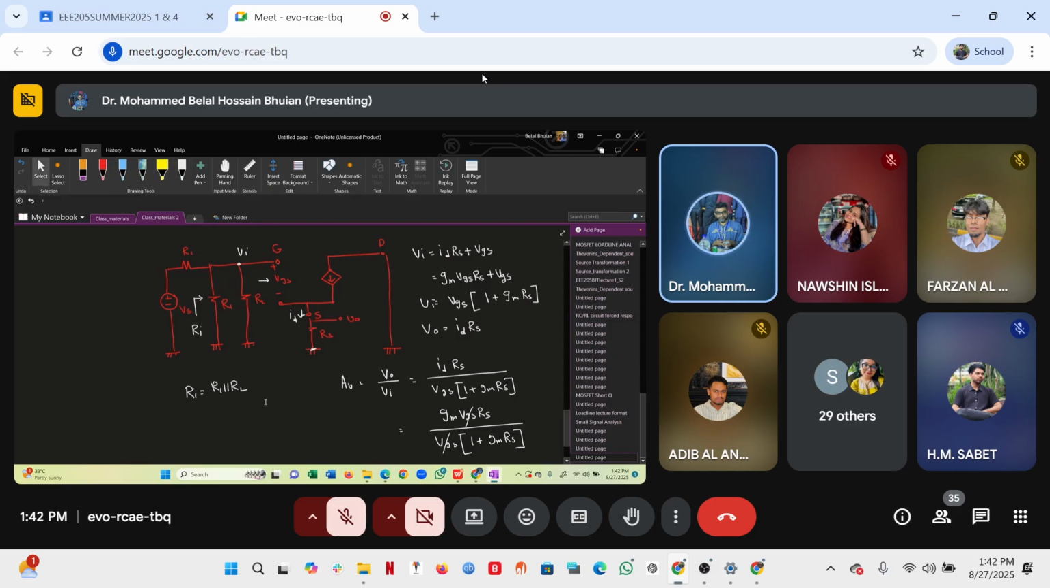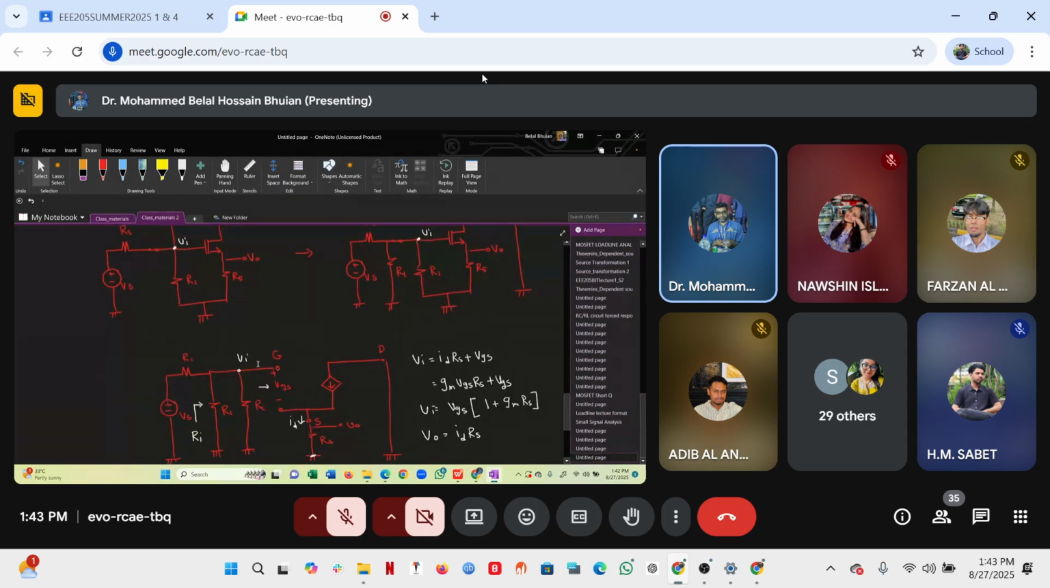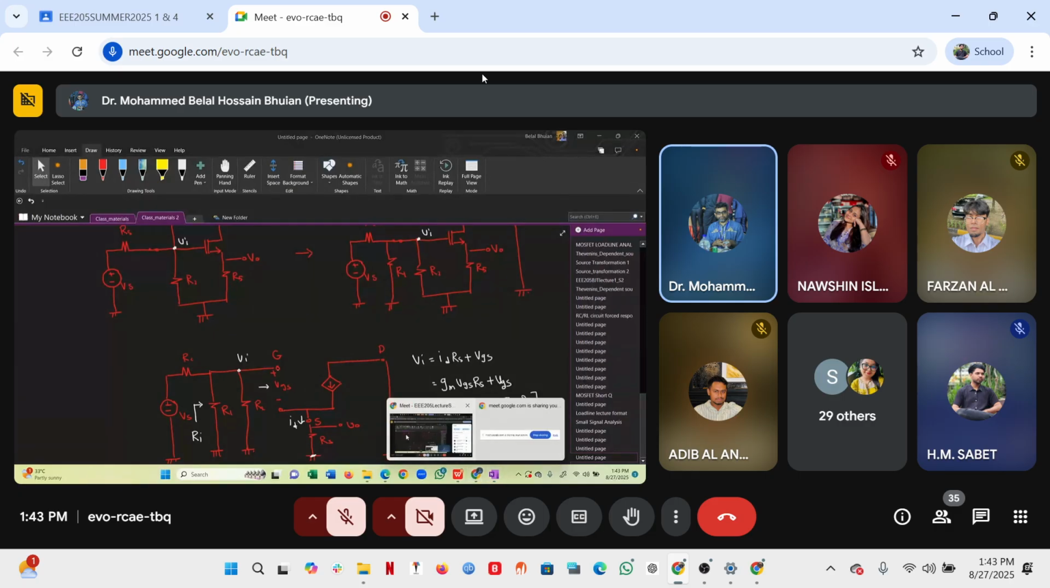So you see, it's a very similar technique. Same technique for BJT and same technique for MOSFET. The only difference is that once you have replaced the device with its model, they're the same. Only the difference is gm. Any question?